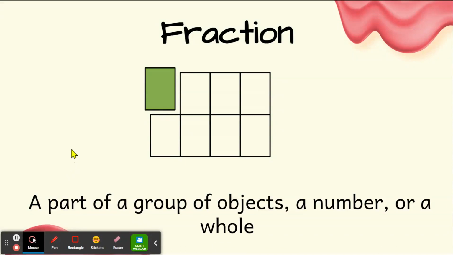All right, so let's first quickly go over some vocabulary words. So our first vocabulary word is a fraction. A fraction is a part of a group of objects, a number, or a whole. So fractions are just going to be a part of something, right? And the important thing about fractions is that everything has to be equal. So we have a part of something, but all the groups have to be an equal amount. Just like with division, fractions have to be equal as well.